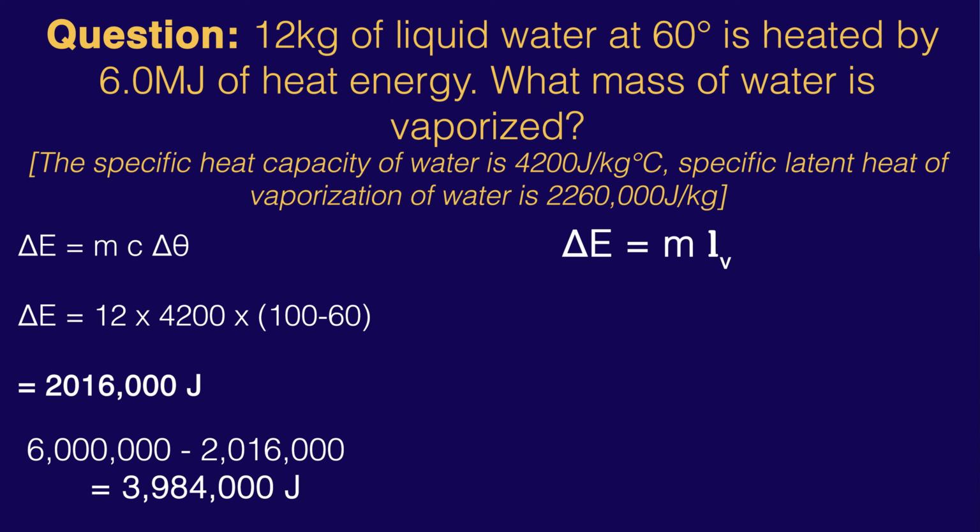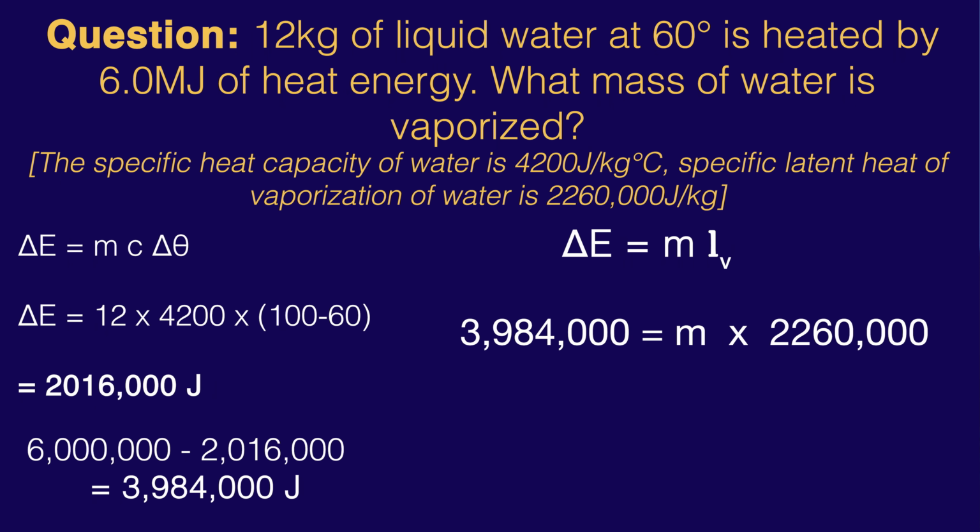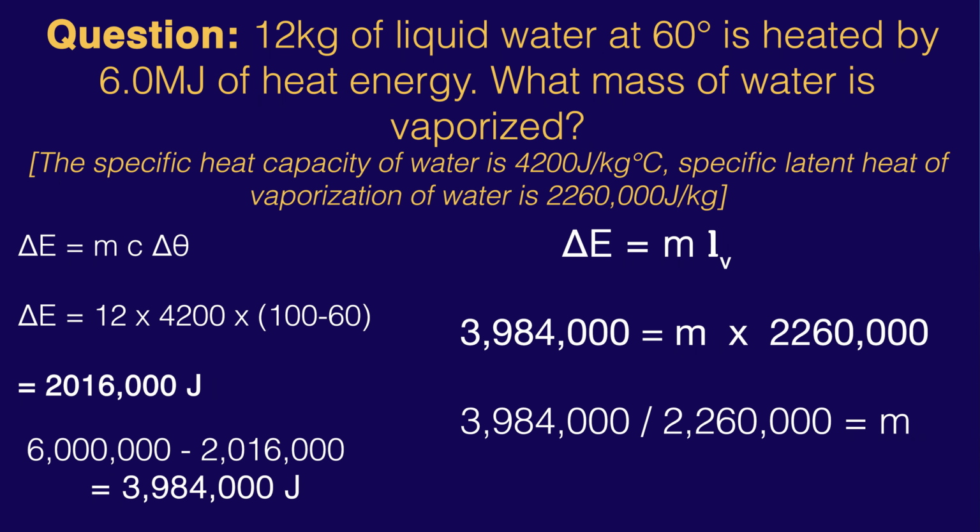So that's our energy, which is 3,984,000 joules, equals m, the mass we're trying to find out, times 2,260,000, which is the specific latent heat of vaporization of water. Rearranging that equation, we get 3,984,000 divided by 2,260,000 equals m. Putting that in a calculator, we get 1.76 kilograms. So only 1.76 kilograms of water of the 12 kilograms would actually evaporate. Heating water and changing the state of water takes a lot of energy.